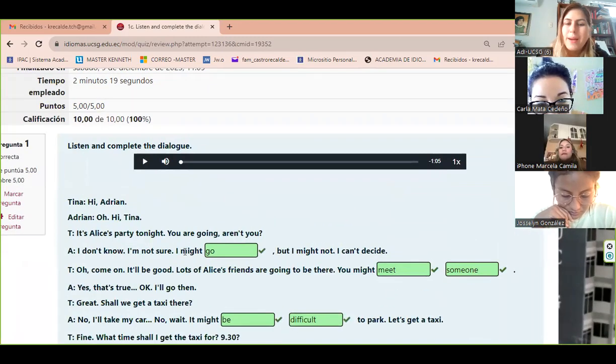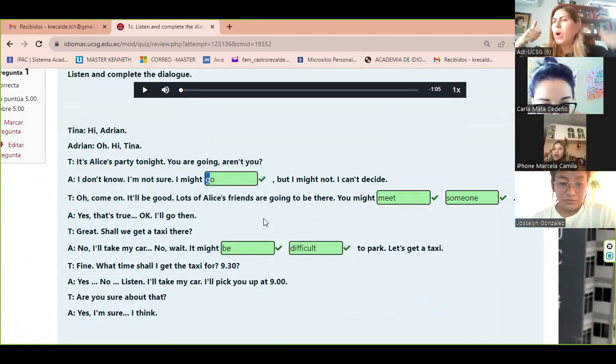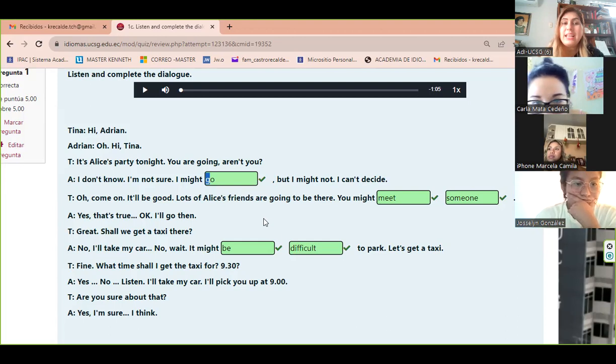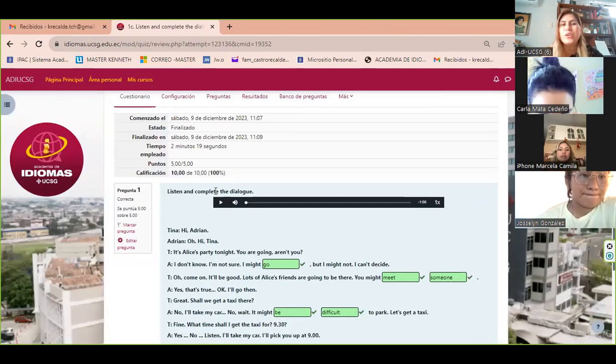We have the use of might. Just by checking the conversation, do you think that this person is sure or is not sure about what he or she is going to do? Is 100% sure, or not sure? Check it out. Yes, it's not sure. Pay attention that here it says, it's Sally's party tonight. You are going, aren't you? And the person says, I don't know. I'm not sure. I might go. So like you said, this person is not sure.